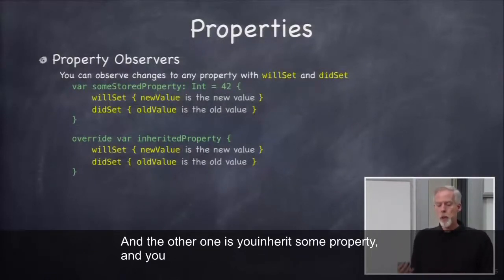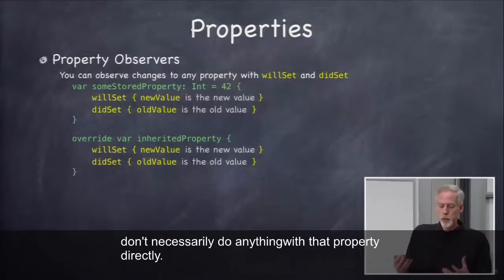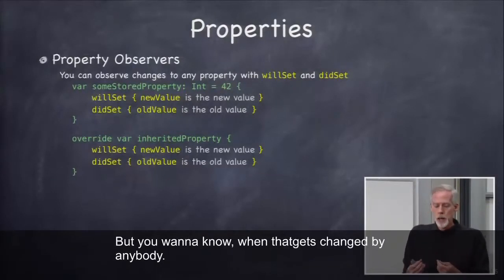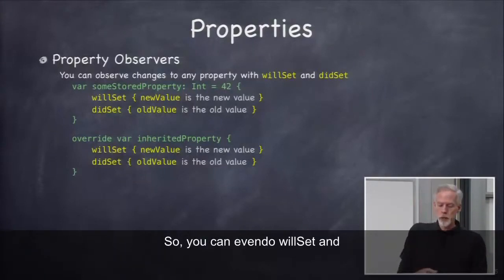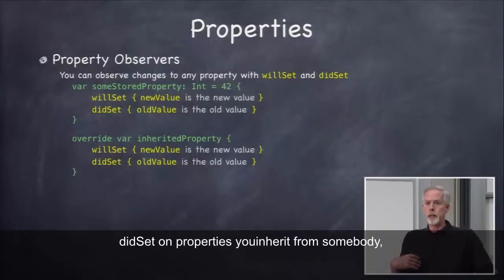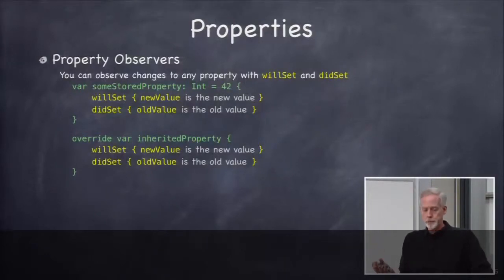Okay? And the other one is you inherit some property, and you don't necessarily do anything with that property directly, but you want to know when that gets changed by anybody. Okay? So you can even do willSet and didSet on properties you inherit from your superclass.